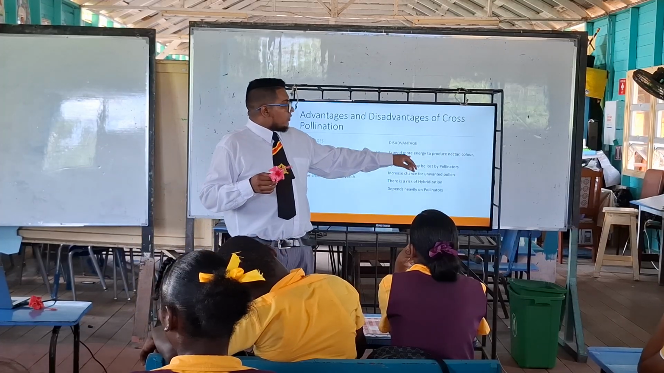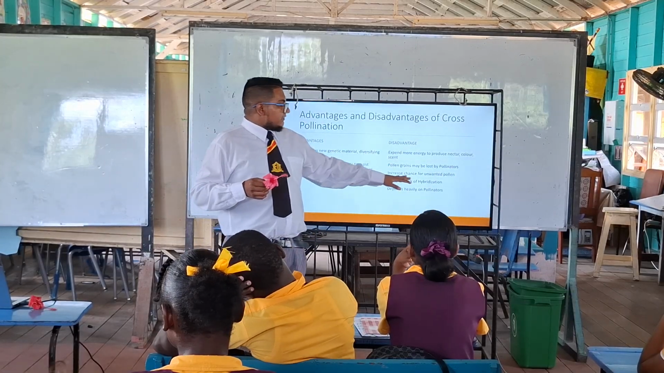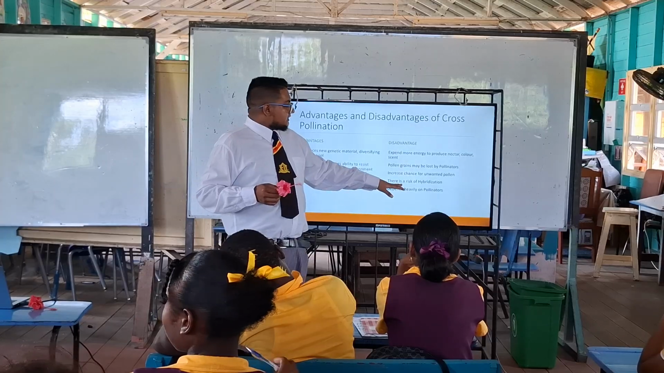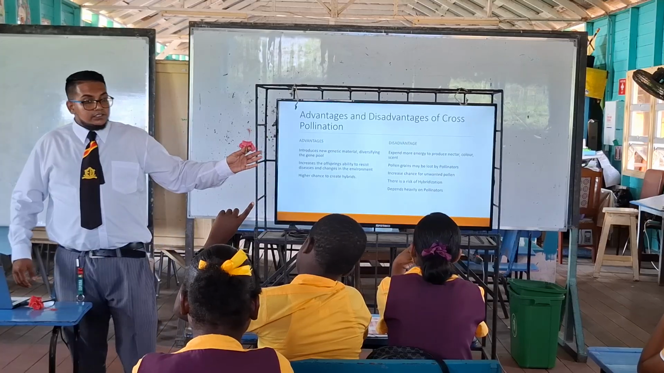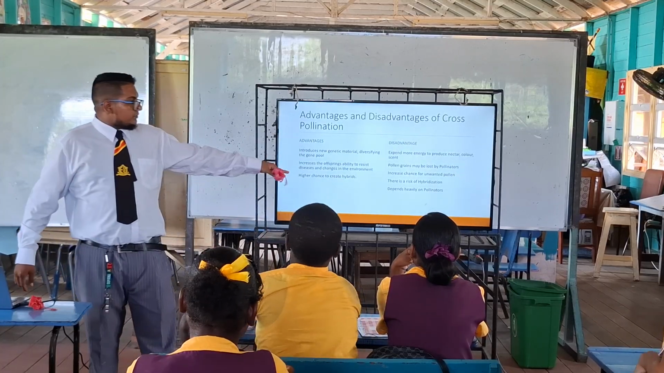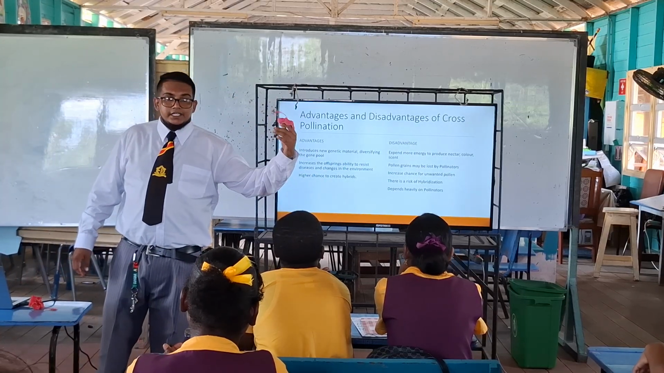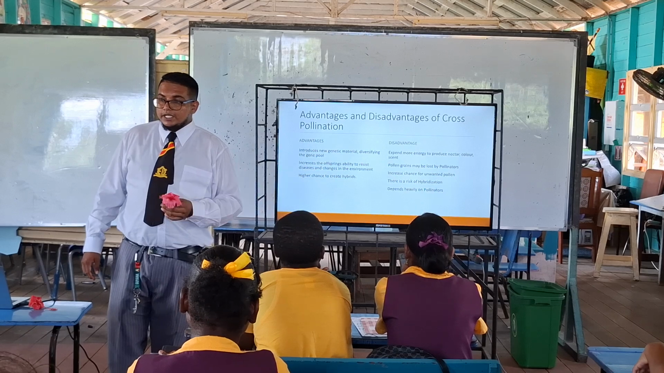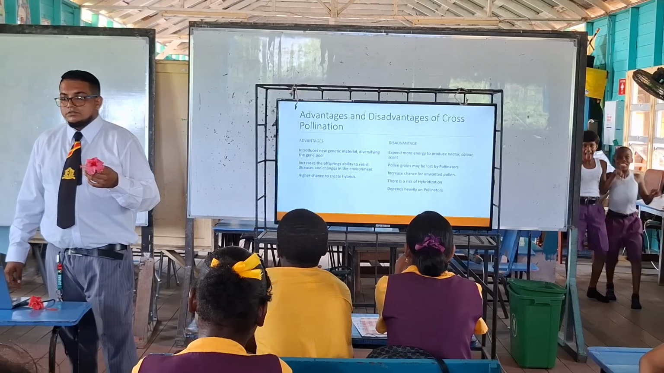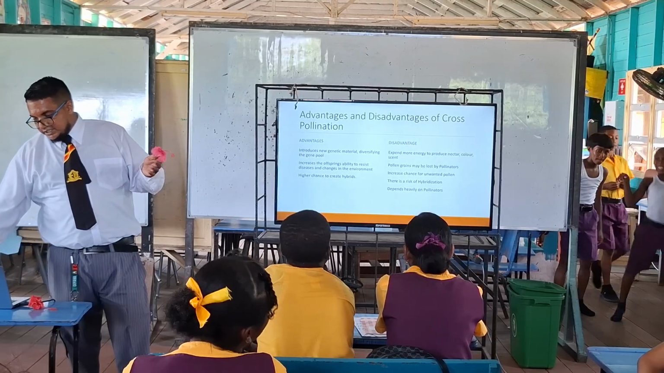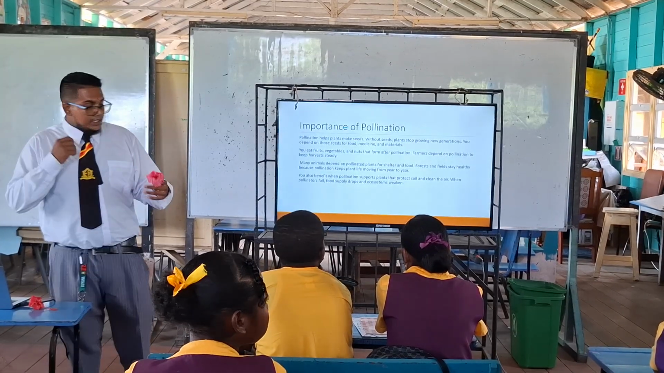Disadvantages: they expend more energy to produce nectar, color, and scent, there is an increased chance for unwanted pollen, and there is a risk of hybridization. It also depends heavily on pollinators. So, if you don't have pollinators, you don't have pollination. What will happen? What does pollination lead to? Pollination leads to fertilization. And without fertilization, you won't have new plants, new offspring. Good.